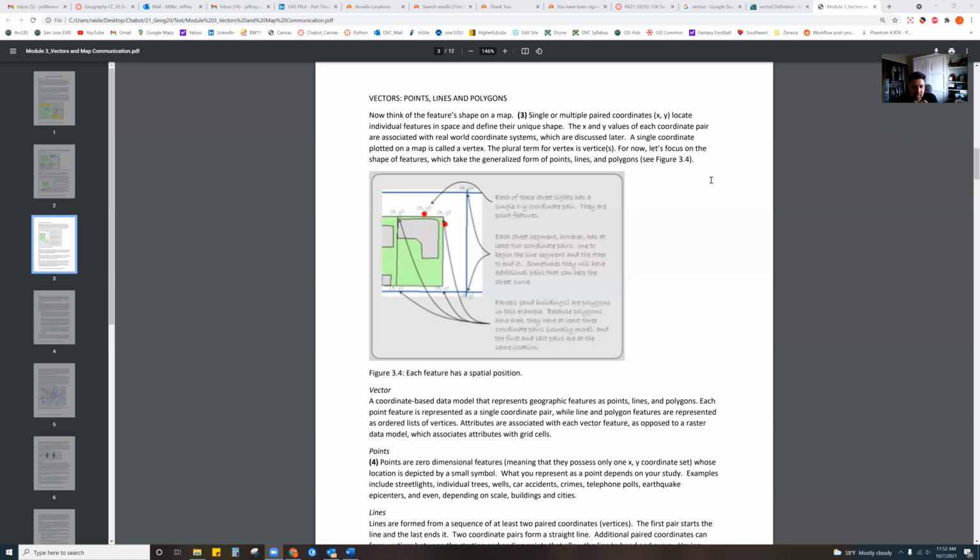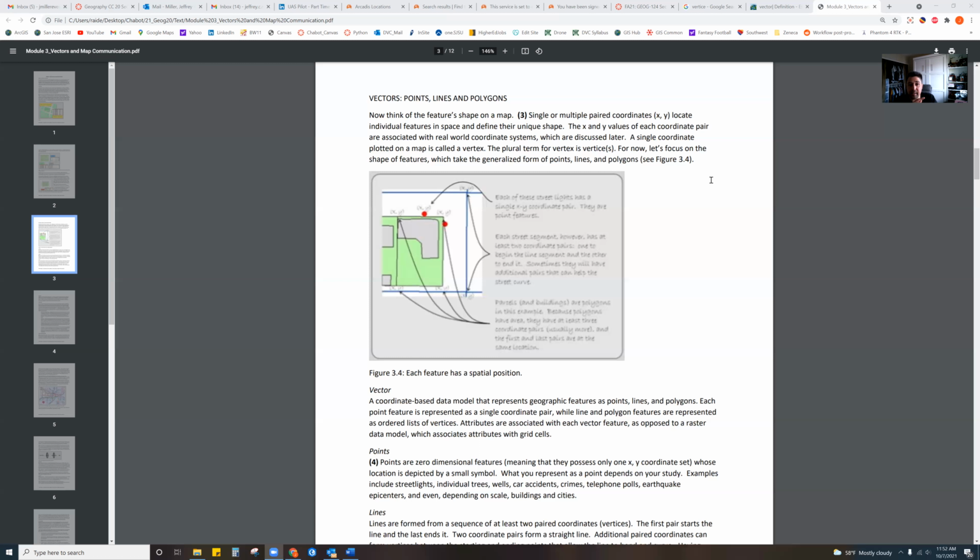And the thing about it is not just the feature locations, where the coordinates are important, but also the feature shape. The feature shape is determined by, or represented by, coordinate values. So a single coordinate, just one single XY or one single long-lat or lat-long.